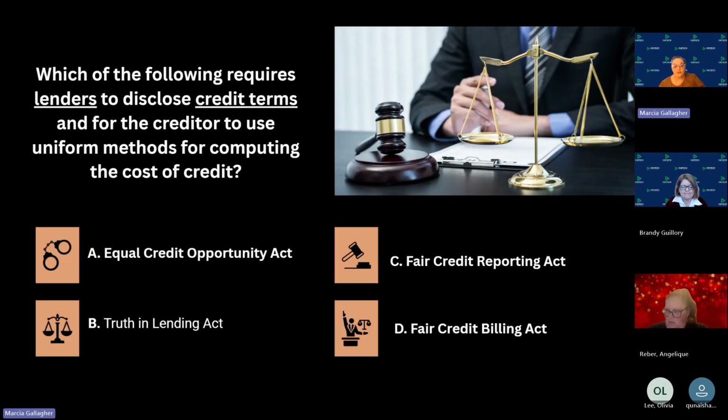All right, so now we're going to do a question. Which of the following requires lenders to discuss credit terms and for the creditor to use uniform methods for computing the cost of credit? So we're talking about lenders. We're talking about credit terms, which means they're going to run your credit score, and the cost of the credit, the interest rate, finance charges, and how much your payment's going to be.